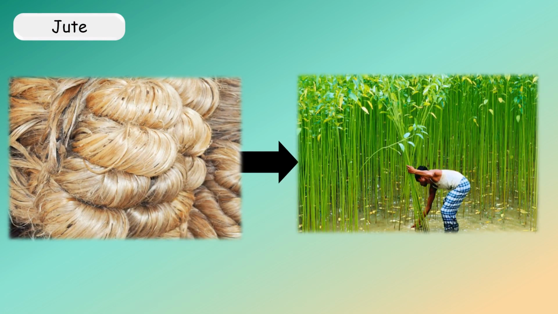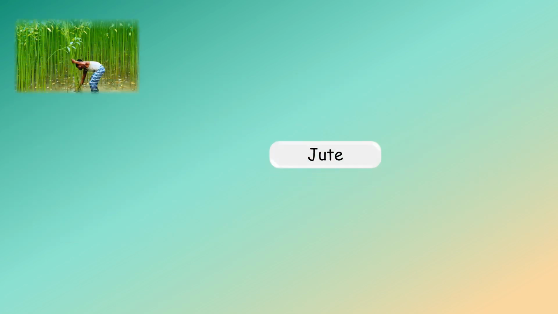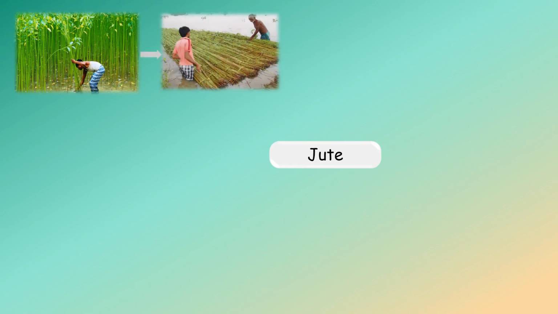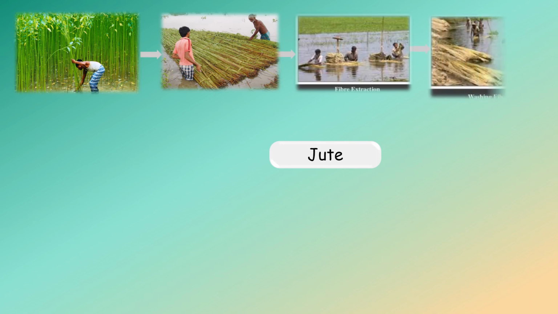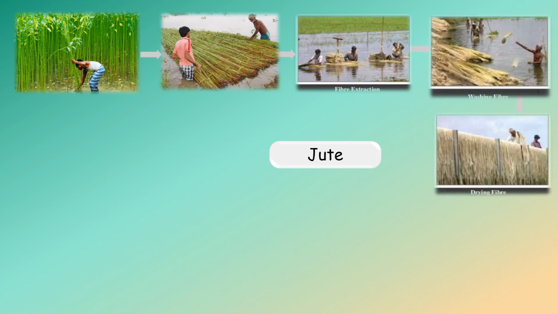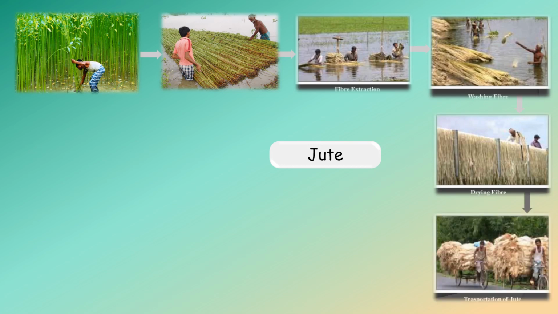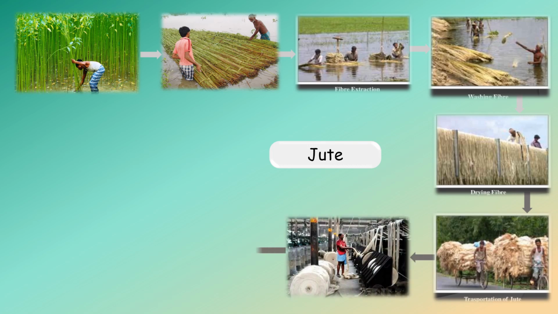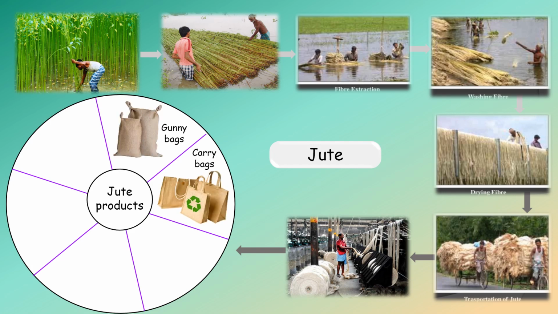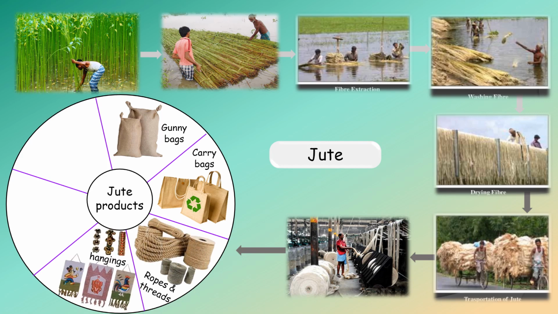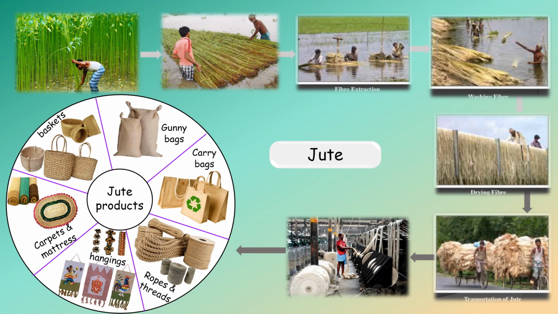Next, jute. Jute fiber is taken from the jute plant bark. First, jute plants are cut down and kept in water for some days, and the fiber is extracted from the jute plant. After washing and drying the fiber, it is transported to the factory and converted into jute yarn. Using the jute yarn, jute products such as gunny bags, carry bags, ropes and threads, hanging items, carpets, and mattresses are made. Baskets are also made with jute.